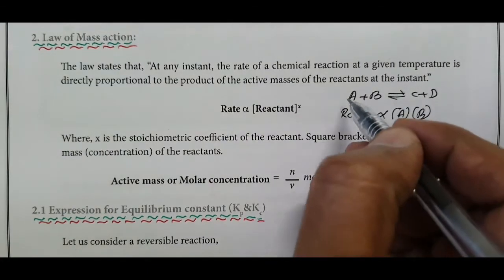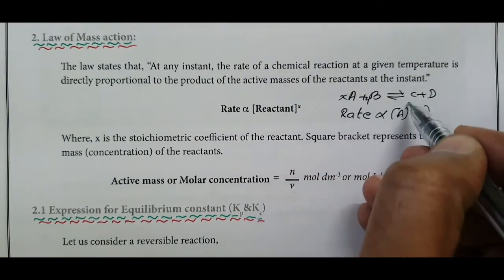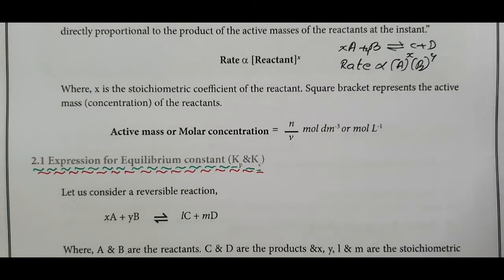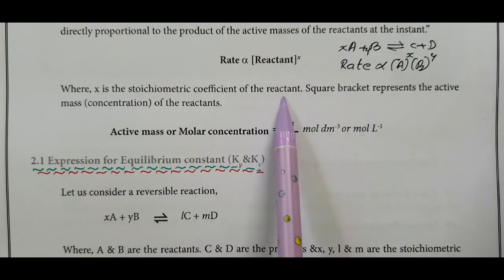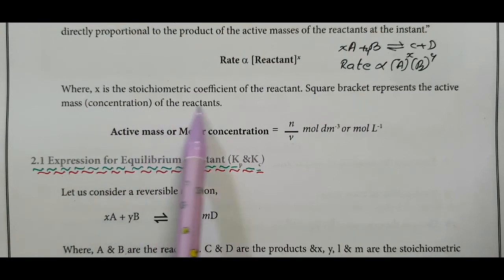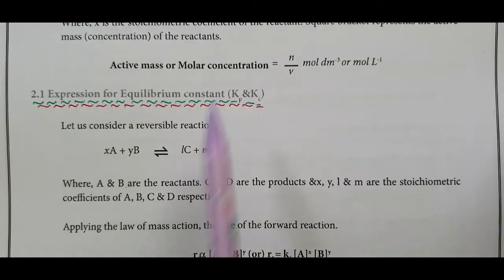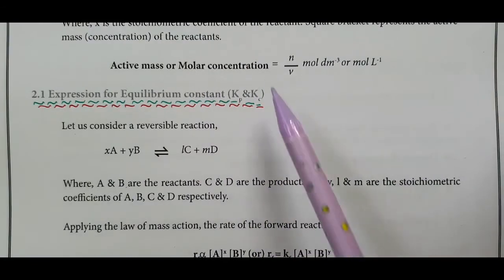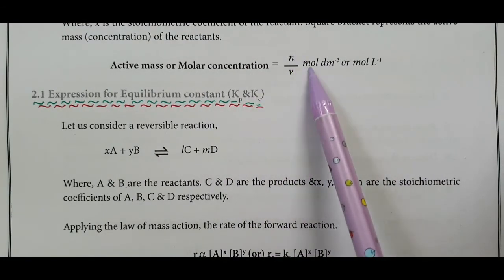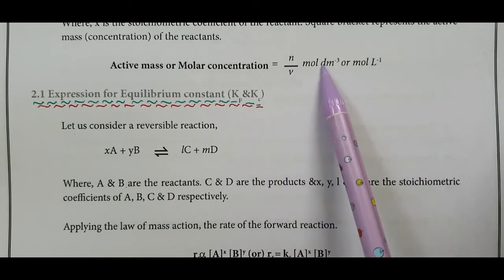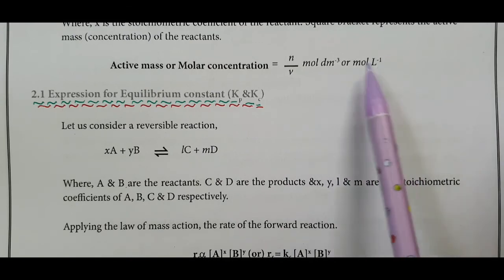If the stoichiometric coefficient of A is x, B is y, means here A power x, B power y, where x is the stoichiometric coefficient of the reactant, square bracket represent the active mass, that means concentration of reactant. What is the active mass? Active mass means molar concentration. If the concentration is expressed in molarity, it is called molar concentration. Molarity equal to n by V, n equal to mole. If volume is expressed in liter, liter power minus 1, or decimeter cube, decimeter power minus 3. We know 1 liter equal to 1 decimeter cube.